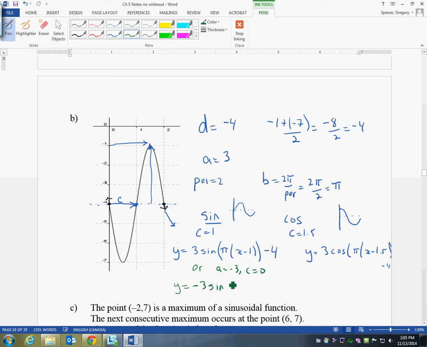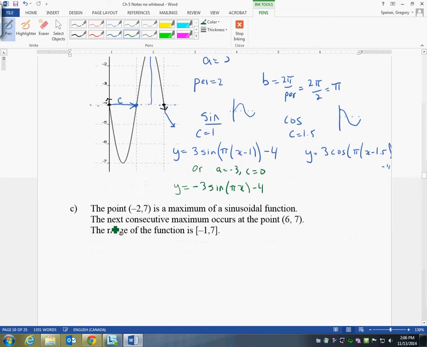We could say sine of pi x, minus 4. That's kind of neat. So it's kind of straightforward there. Okay, let's go on to part C.